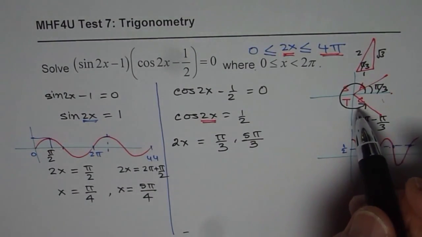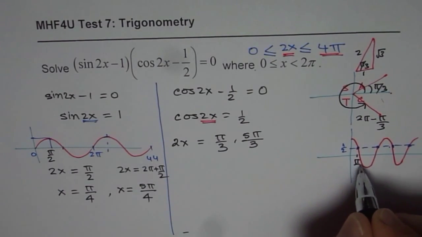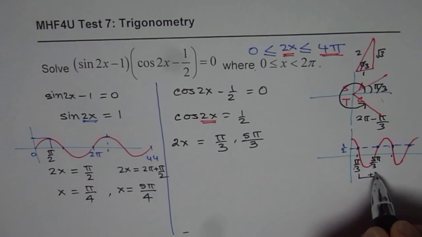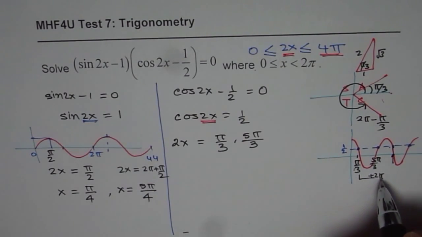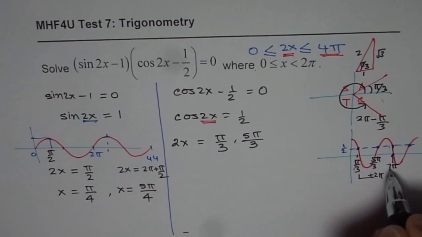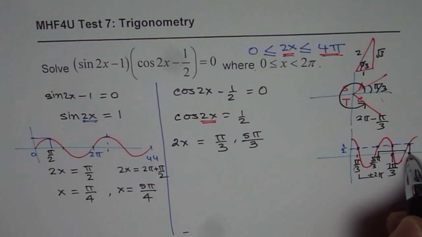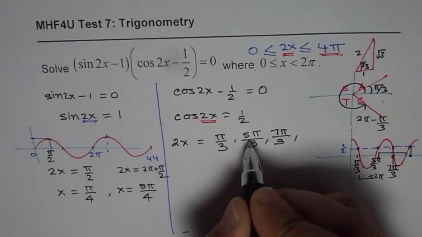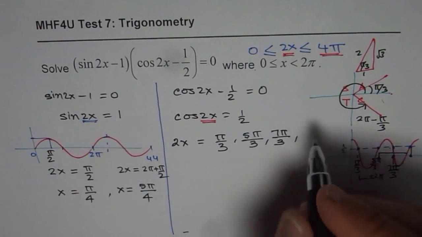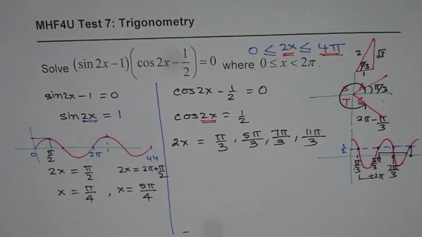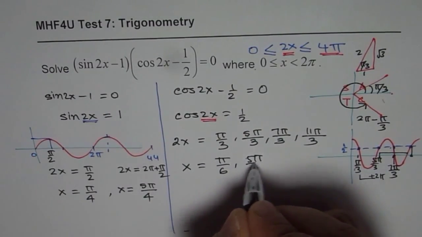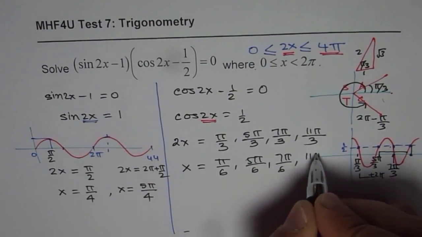So these are in the first cycle. We got one value which is pi by 3, and the other value which is 5 pi by 3. Now to get the next values, we add 2 pi. So if you add 2 pi to pi by 3, 3 times 2 is 6, 6 plus 1, 7, so it is 7 pi by 3. And to the other place you add 2 pi as well: 2 times 3 is 6, 6 plus 5, 11 pi by 3. So these are 4 different solutions for cos 2x equal to half. That is very important. So x will be half of these, which is pi by 6, 5 pi by 6, 7 pi by 6, and 11 pi by 6, right?